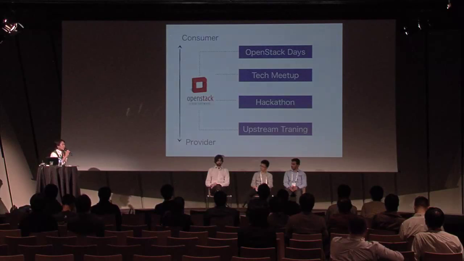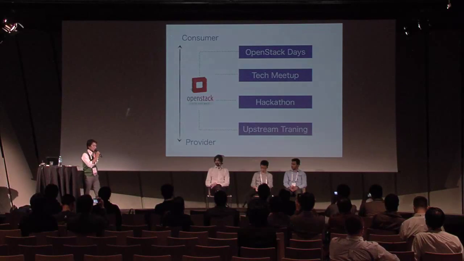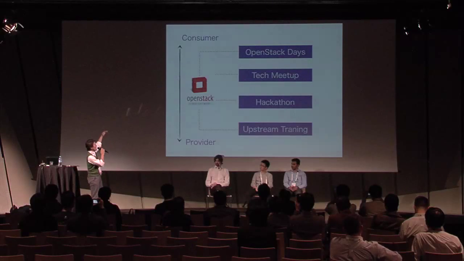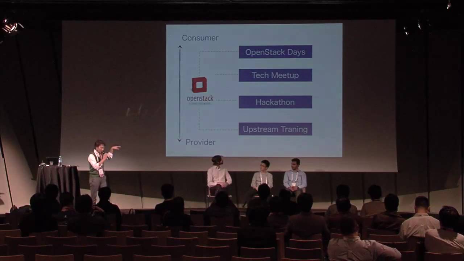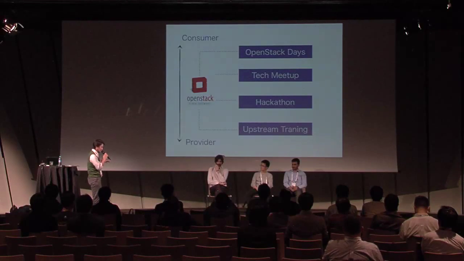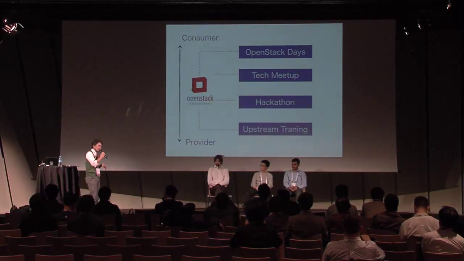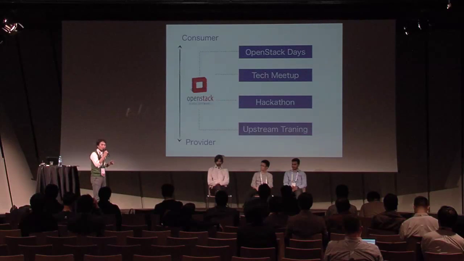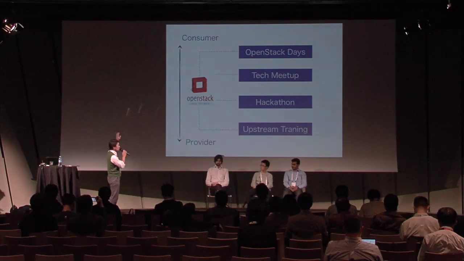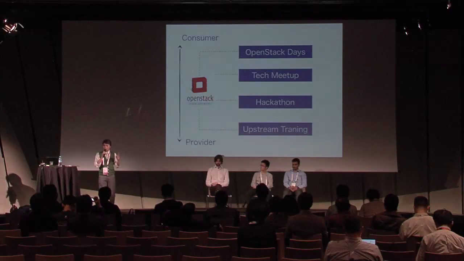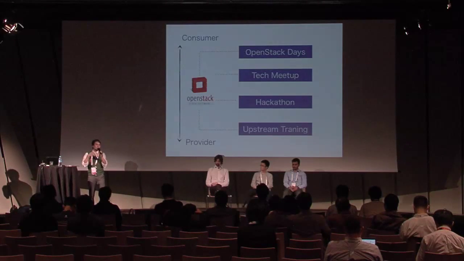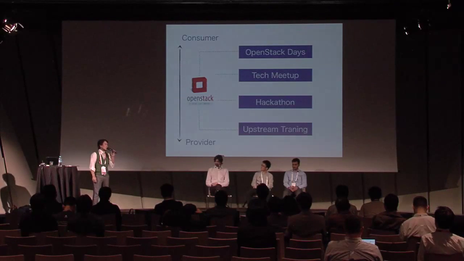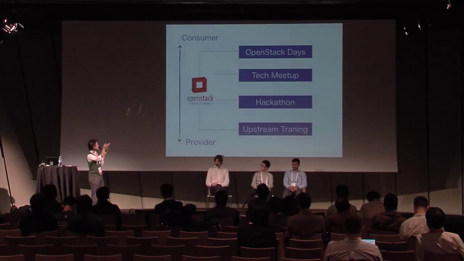So our activity is targeting the core layers. First are the OpenStack providers. These people are usually implementing the OpenStack technologies in your data center or in your services. But of course, OpenStack is a cloud technology, so there are also cloud consumers. Consumers need to understand how to use the cloud itself and also how to use the OpenStack API and so on. So we have several layers.